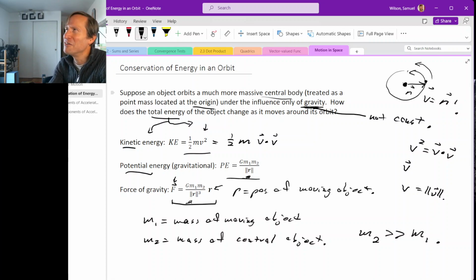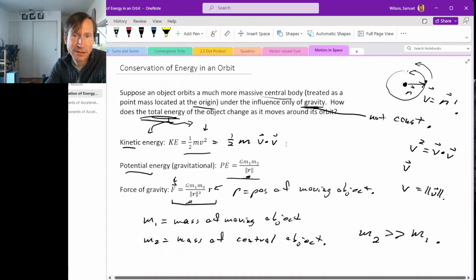If we're thinking of a satellite orbiting around a planet, the mass of the planet is going to be so much bigger than the mass of the satellite that there's not really any reason to think about the planet moving because of the gravity of the satellite. Okay, so let's see what happens to the total energy in this situation.